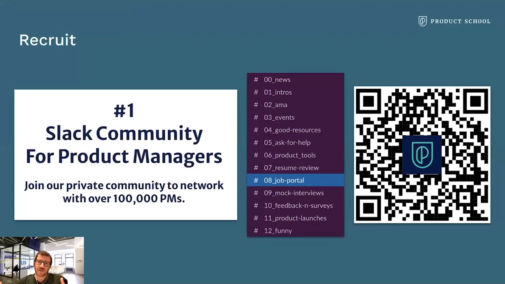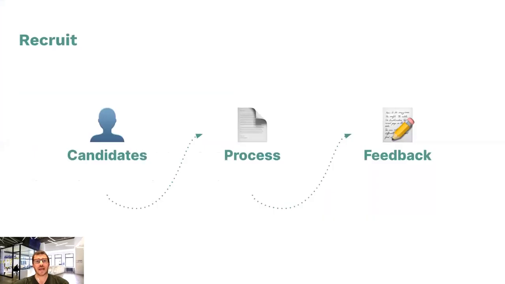Amazing, and where to recruit? Here, something that worked very well for me, I always look to Slack community because there you can see more than 100,000 product managers. So people that would like to work as a product person. And in this Slack channel, job portal, you can see a lot of different open positions. And what you can do, if you scan your QR code here, automatically you fill your email and you join the Slack group. I really recommend that you try to find new PMs for your team or new product people for your team.